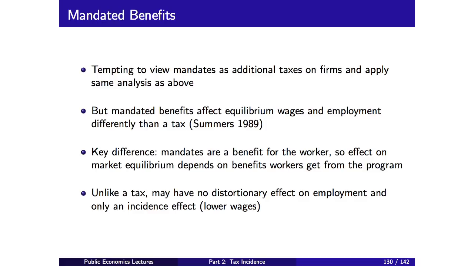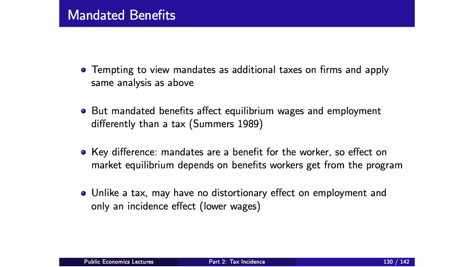He shows that mandated benefits affect equilibrium wages and employment differently than a tax. And the key difference is that with mandates, there's a tax benefit linkage. Every additional dollar that I earn as a worker, I'm also getting some benefit. The firm is not just paying a tax, okay?